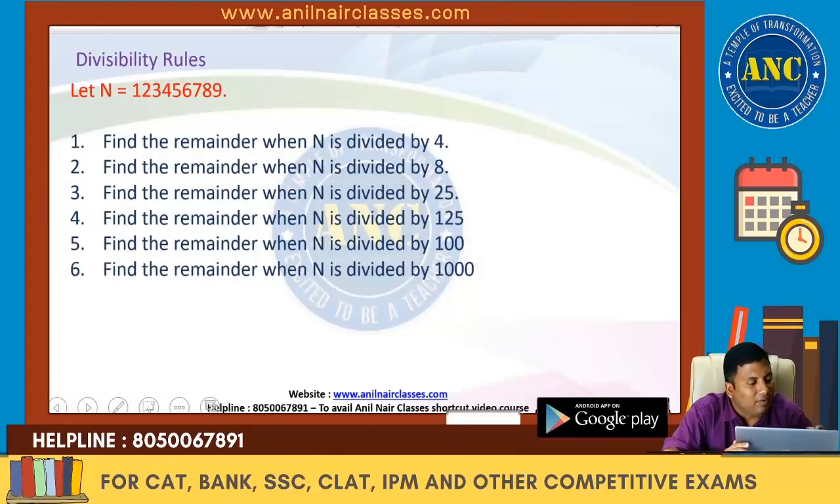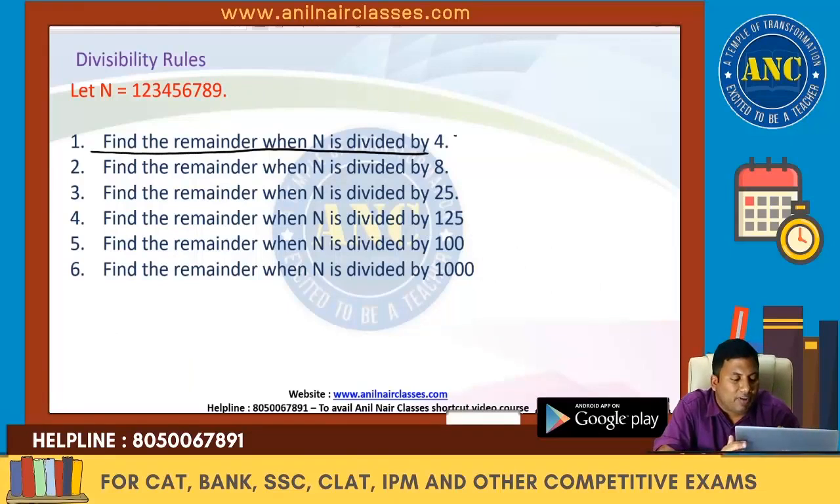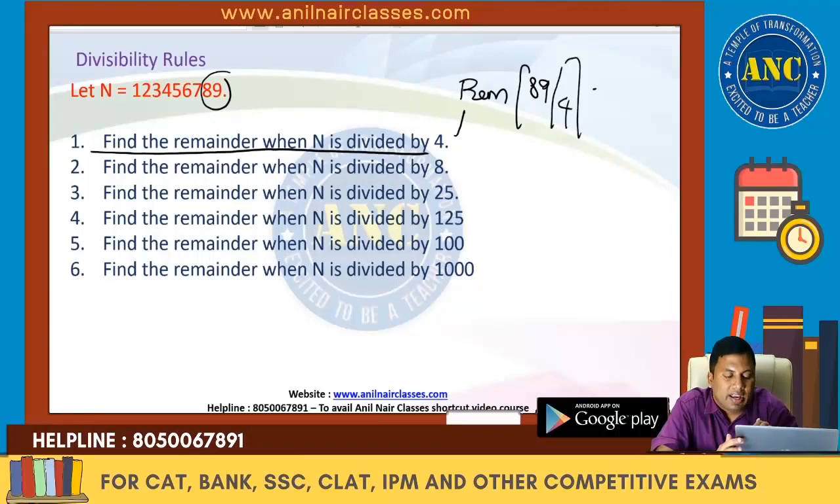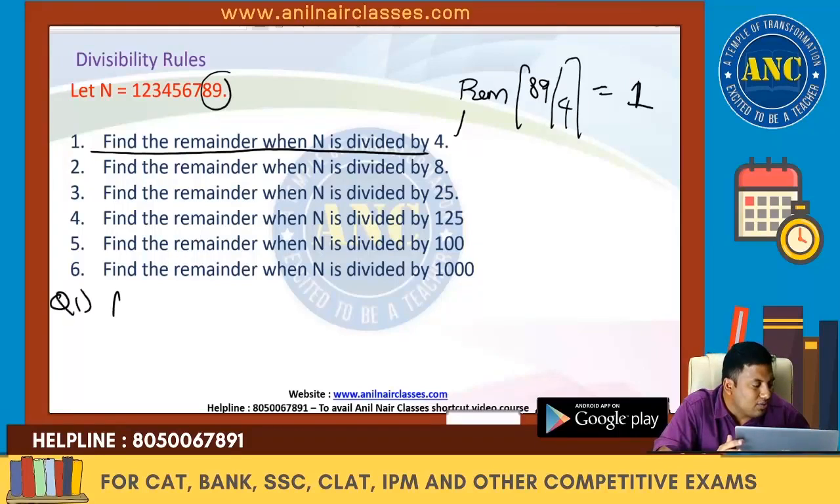Find the remainder when the number is divided by 4. What is the divisibility rule for 4? The last 2 digits should be divisible by 4. The last 2 digits are 89. 89 when divided by 4: 4 22s are 88. What is the remainder? 1. Question 1 answer is 1.